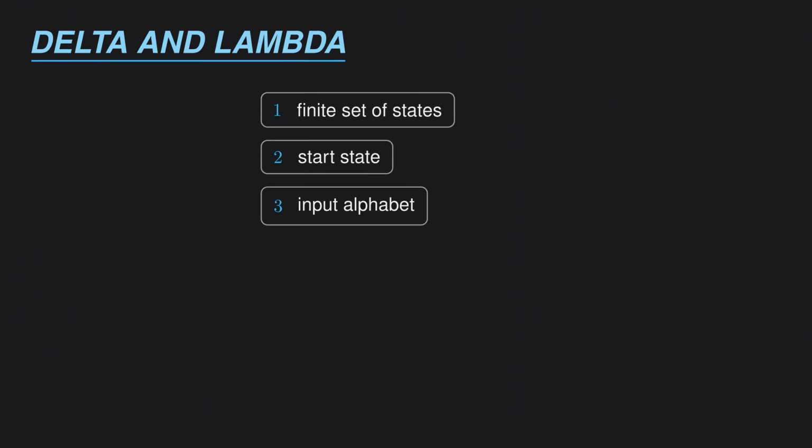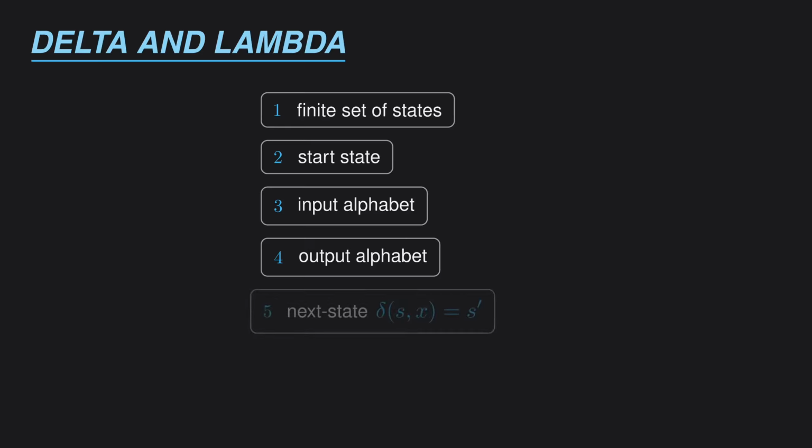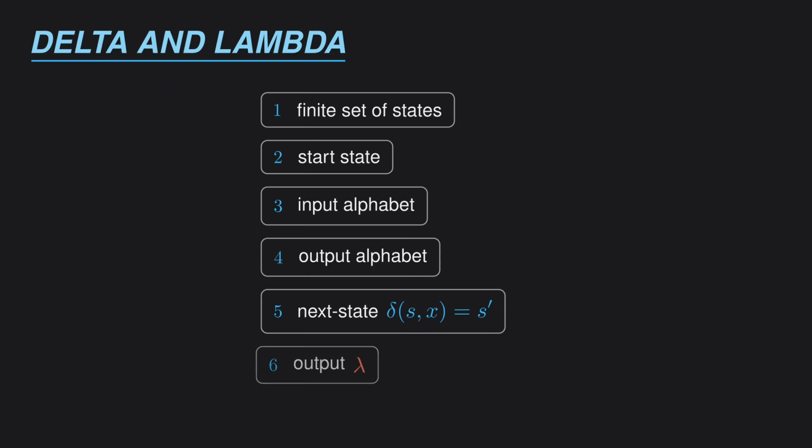Now, let us name the formal parts, because exams ask for the definition directly. A finite state machine is defined by a handful of things: a finite set of states, a starting state, an input alphabet, an output alphabet, a next state function, which we call delta. Delta takes the state and the input and returns the next state, and an output function, which we call lambda. For a Moore machine, lambda depends on the state only. For a Mealy machine, lambda depends on the state and the input.